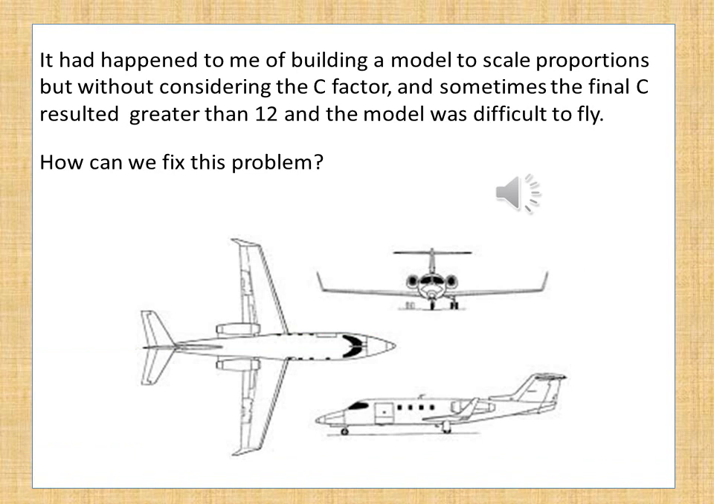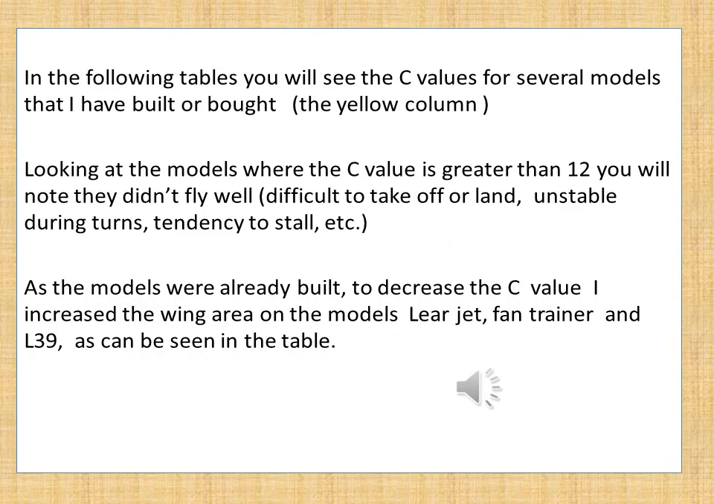It has happened to me of building a model to scale proportions, but without considering the C factor, and sometimes the final C resulted greater than 12, and the model was difficult to fly. How can we fix this problem? In the following tables you will see the C values for several models that I have built or bought. See the yellow column. Looking at the models where the C value is greater than 12, you will note they didn't fly well, difficult to take off or land, unstable during turns, tendency to stall, etc.